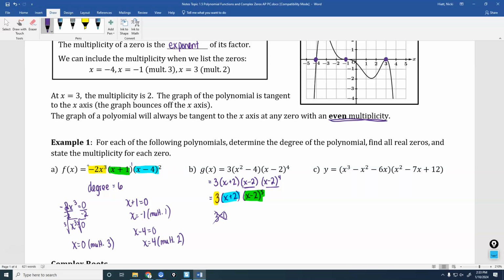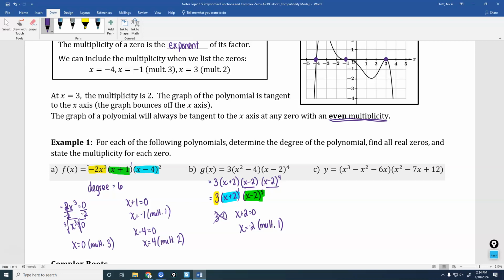Now, if you want, you can write x plus 2 equals 0, which is going to give you x equals negative 2. But it's fine to shortcut that and just go straight to that negative 2, because you can definitely do that part in your head. That one would just have a multiplicity of 1, because it does not have an exponent here. We can put a 1 there if we want.